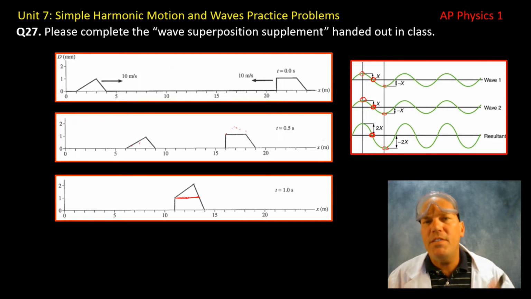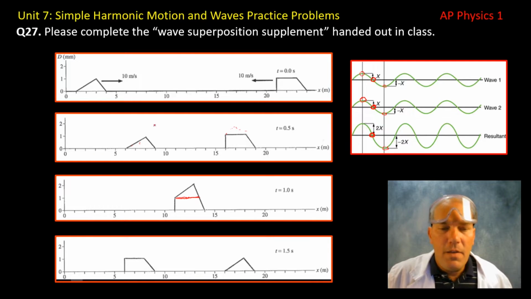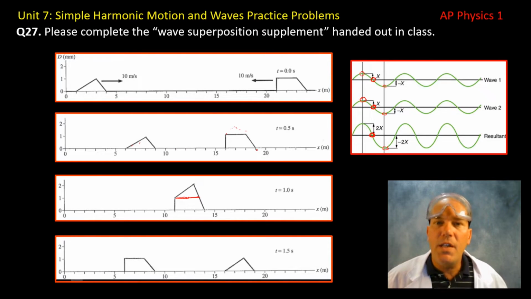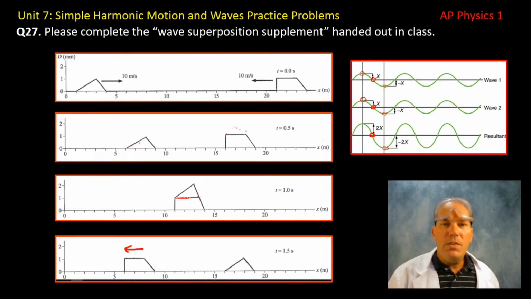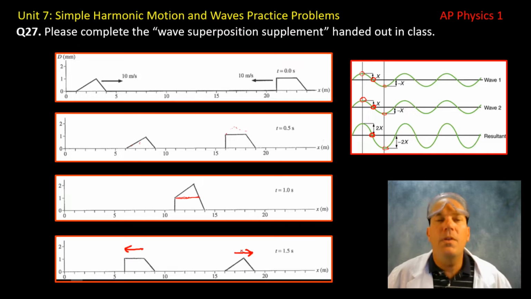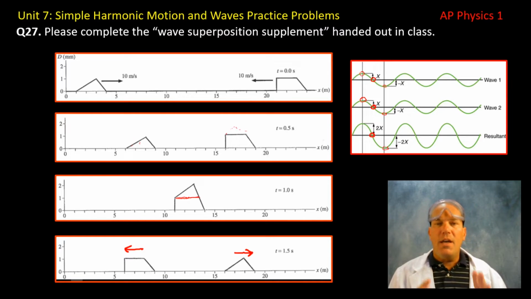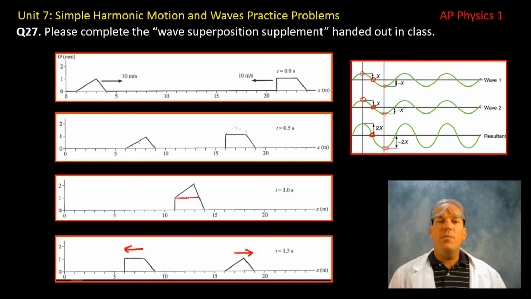And what occurs half a second later? Well, half a second later, the pulse that was originally moving to the left is continuing its movement to the left, and the pulse that was propagating to the right continues propagating to the right. So these are the 3 different sketches that I wanted you to get from the wave superposition supplement. Oftentimes for an FRQ, you may be asked to sketch the resulting superposition. So this is great practice for you.